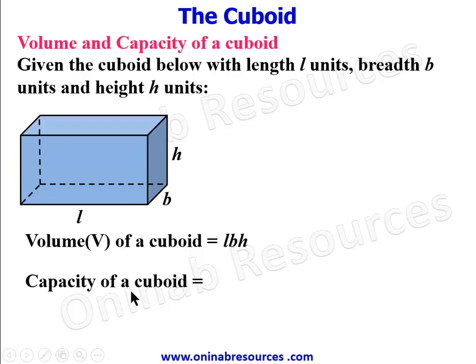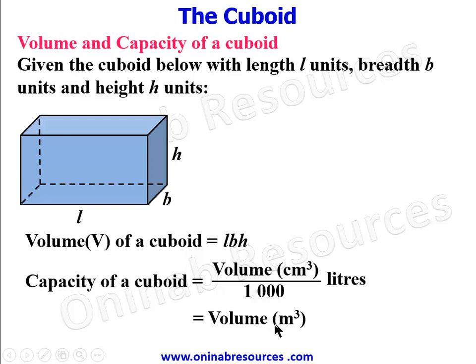And for the capacity of a cuboid, we said in our previous videos on other solid shapes, the capacity can be in cubic meters or cubic centimeters. So if it is in cubic centimeters, we have it divided by 1000 liters, and if it is in cubic meters, we have it multiplied by 1000 liters. And we have taken care of all the items.